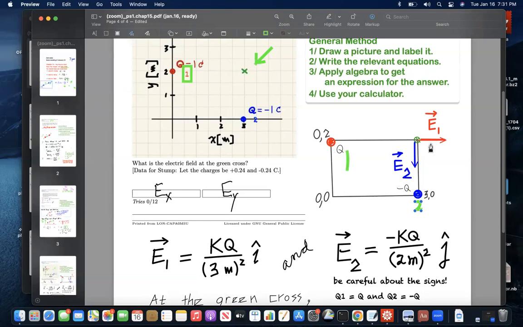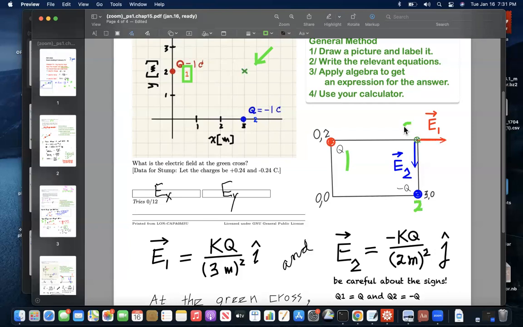Q1 is positive, so E1 points away from Q1. The electric field points away from the charge that's creating the electric field. So E1 will point in the X direction. Now here's Q2, it's negative. So the electric field for Q2 will point in the negative Y direction. The electric field points towards a negative charge and away from a positive charge. That's because like charges repel, unlike charges attract.